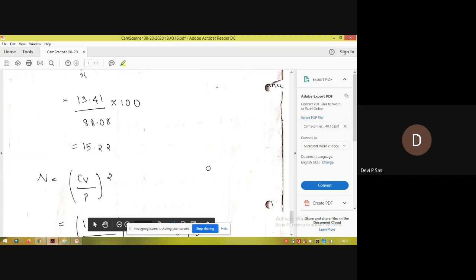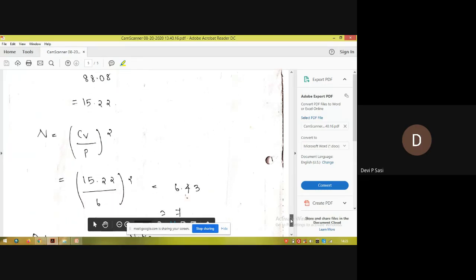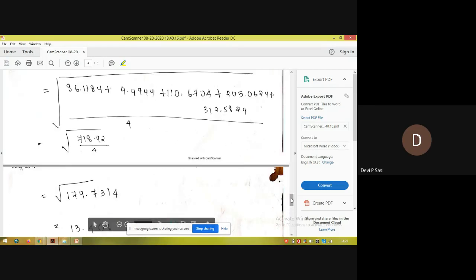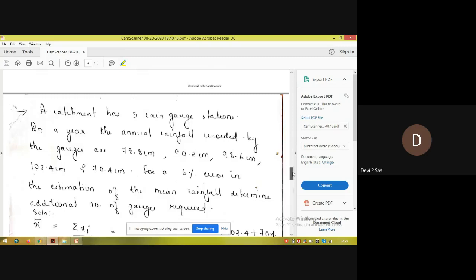So what is Cv? Cv is obtained as 15.22. Then what is P? P is the percentage error. Okay. Now you should remember that when a percentage is given, say 6%, in a problem you usually substitute 0.06. But in this equation it should be substituted as such.